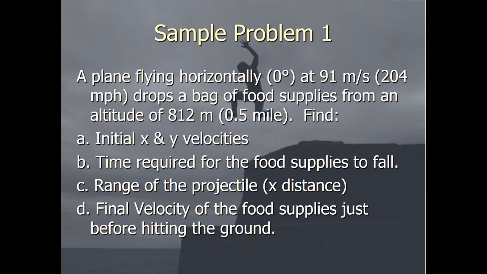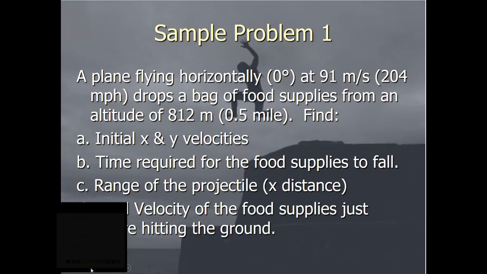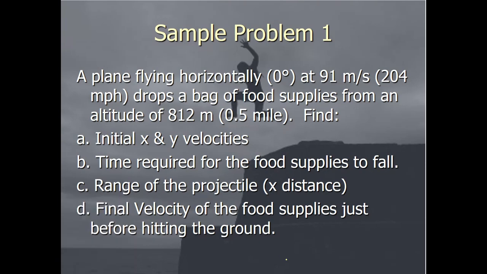So here's a sample problem. A plane is flying horizontally, which means that the angle is 0, at 91 meters per second or 204 miles per hour, and it drops a bag of food supplies from an altitude of 812 meters, which is roughly half of a mile. So when we look at that, what are we given? We know that the initial velocity is going to be 91 meters per second at 0 degrees. We also know that the height is going to be 812, so I'm going to call that my y, and I'm going to make it negative because I know that the food supplies land lower than they started from.